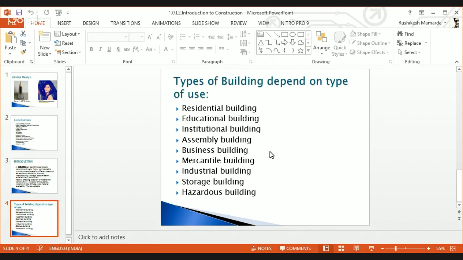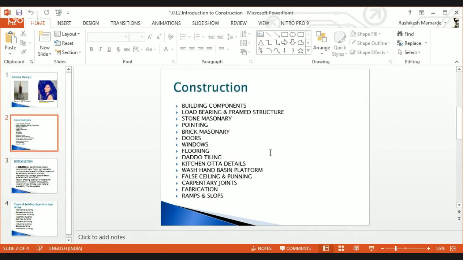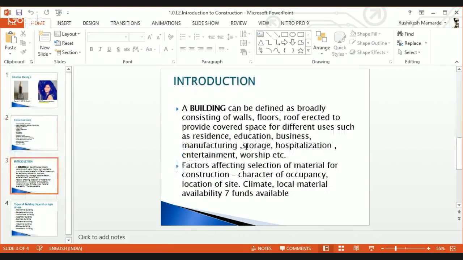So we have done with the introduction of construction. Let's revise once. What is a building? A building is a structure consisting of walls, floor, and roof erected to provide covered space for different uses such as residence, education, business, manufacturing, storage, hospitalization, entertainment, worship, etc.